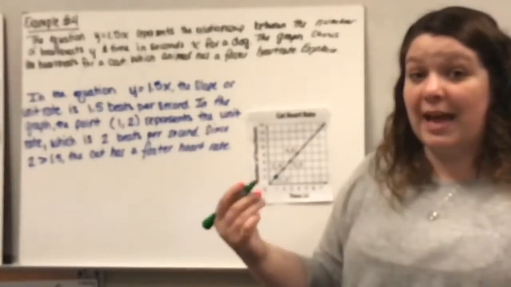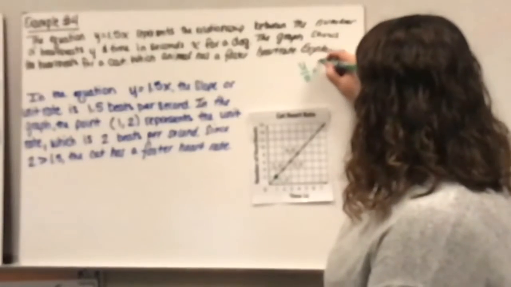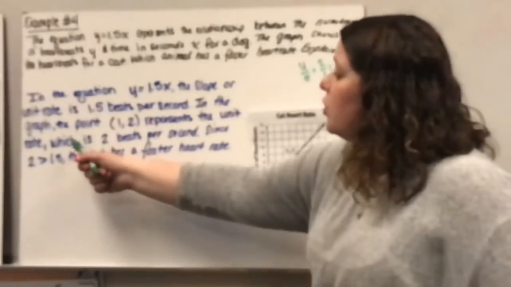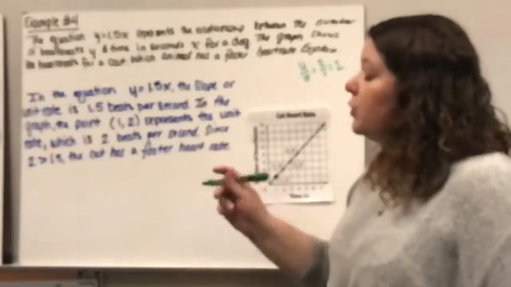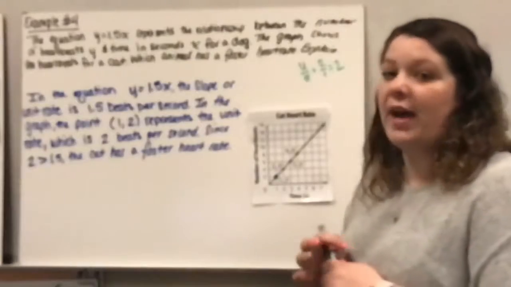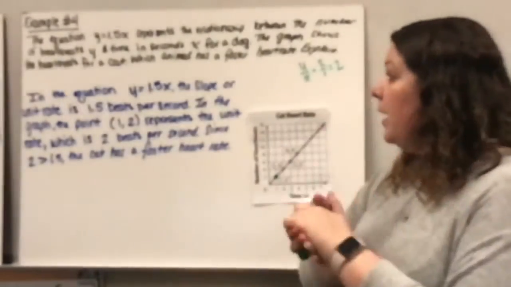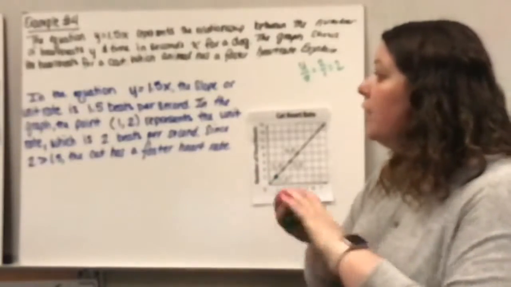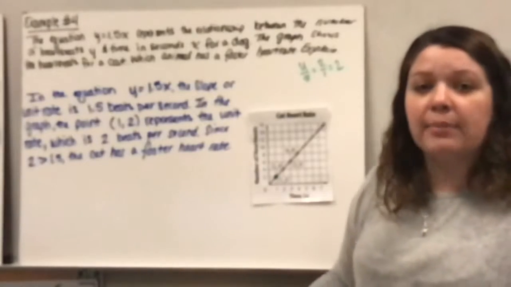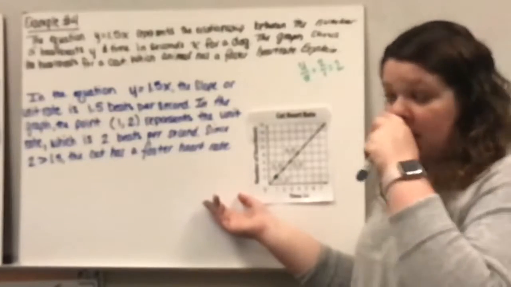Again, if I was figuring that out, I would do y over x. So when I do my y over x, I would put 2 over 1, which is the same as just 2, which is 2 beats per second. So since 2 is greater than 1.5, that means that the cat has the faster heart rate. So if you're given an equation and you're given a graph and you're asked to compare these, tell me which one has a faster heart rate or which one is faster in miles per hour, whatever it is, that's something that you can do to compare that.